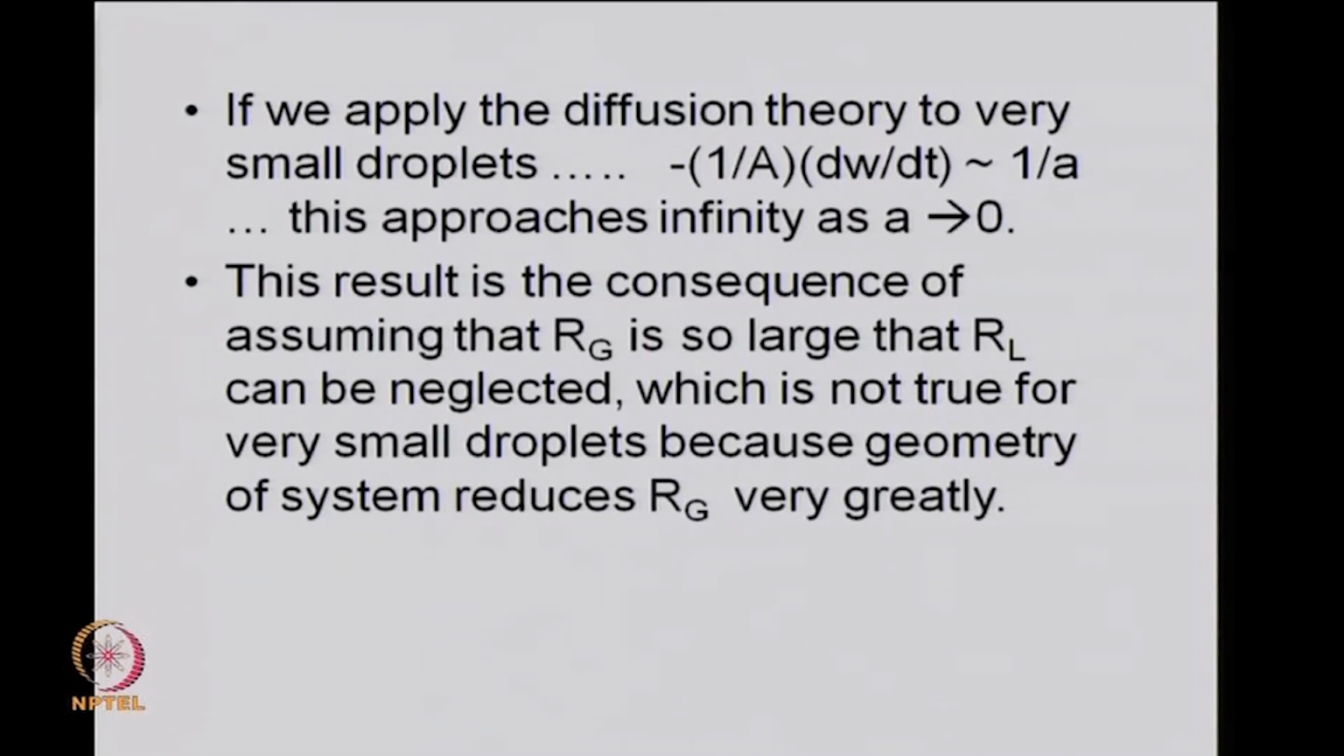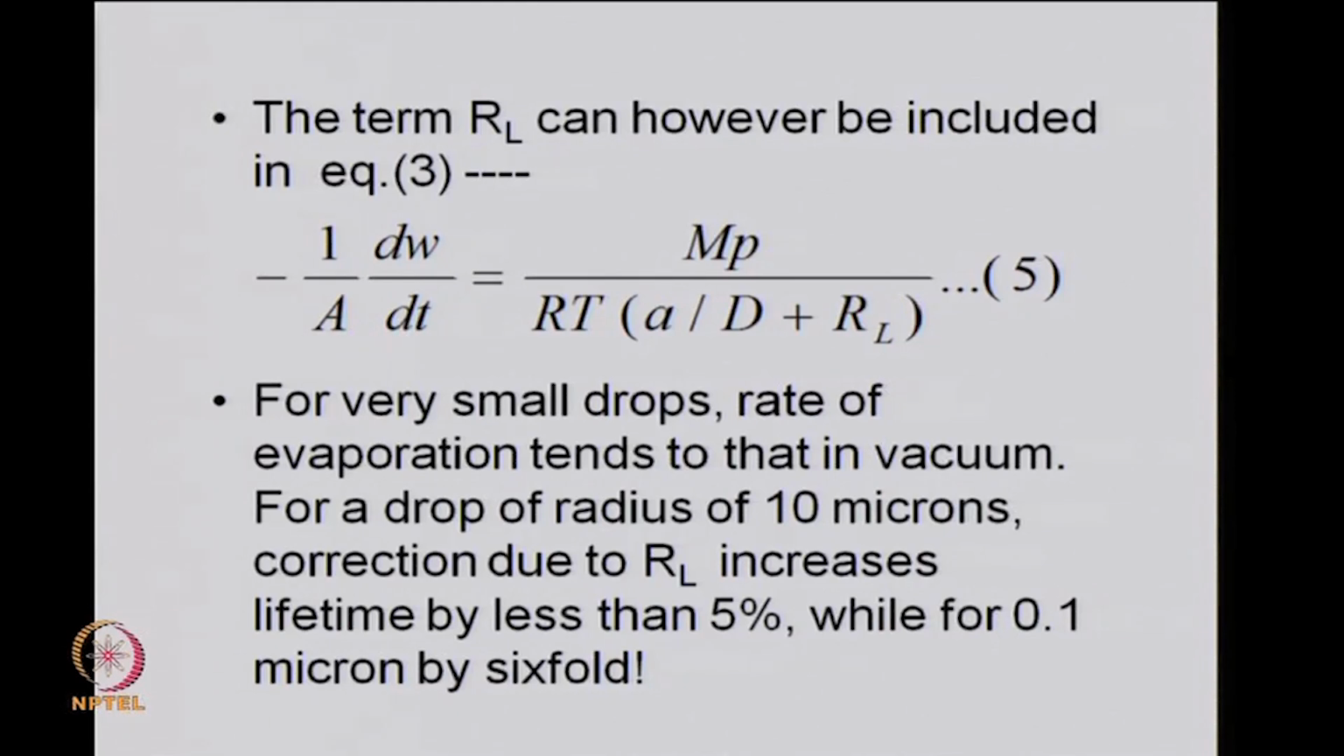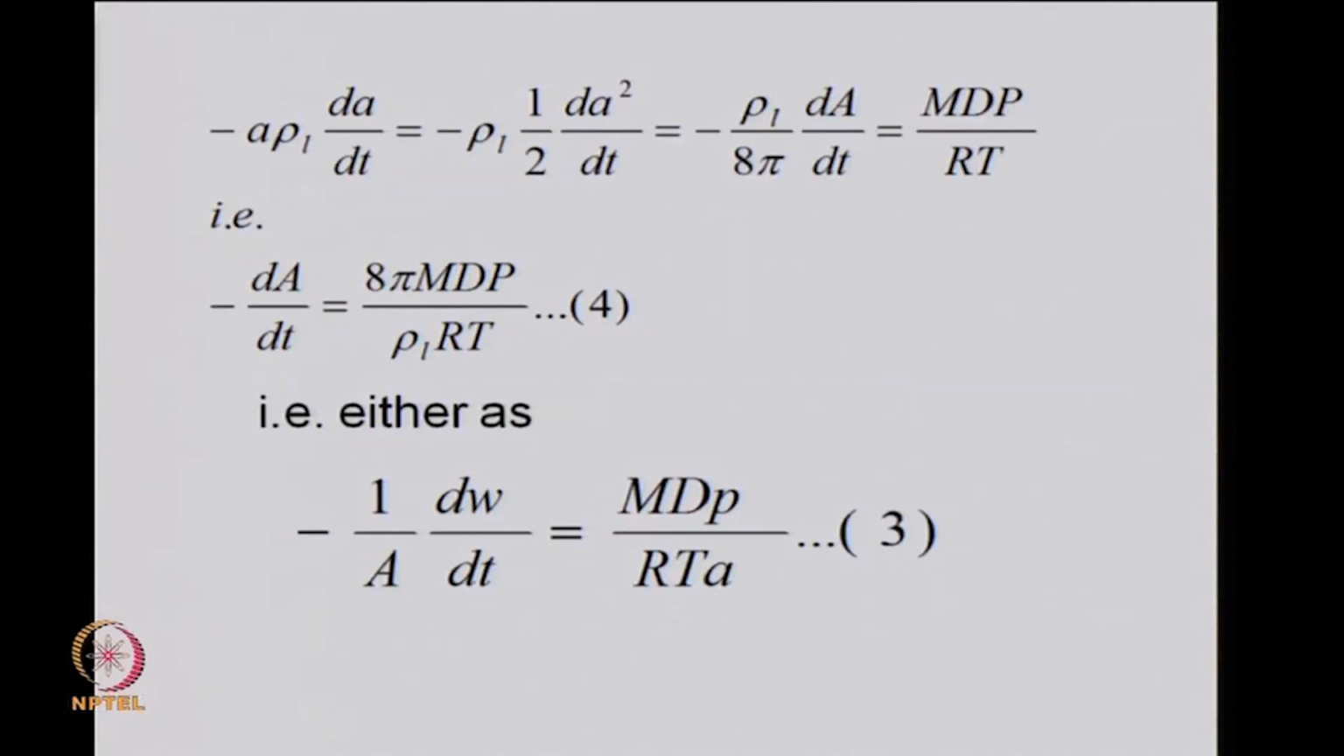So, when the droplet becomes very small, we now have to bring in the liquid phase resistance, and the way to add that resistance could be this: minus 1 by A dW by dt as MP by RT, A by D plus RL. See this, if we do not have RL, we have the same result as we had earlier, MdP by RTA. We are merely writing this in that generic form, rate is equal to driving force by resistance.